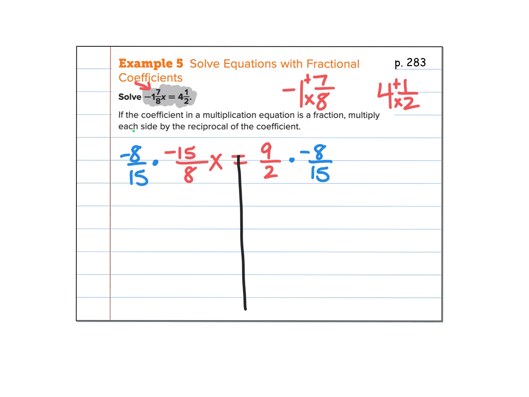So what did we just figure out? If I do -8/15 times -15 over 8, that should be a 1. If you weren't sure, look, these 15s kind of cancel, the 8s kind of cancel, and then a negative times a negative is a positive.